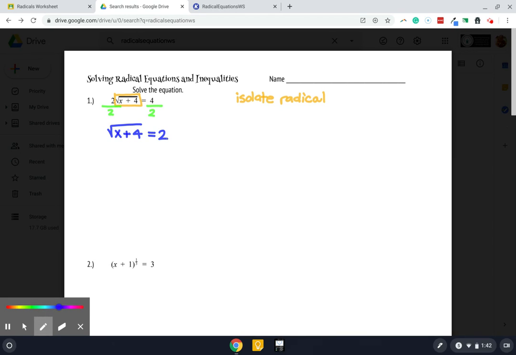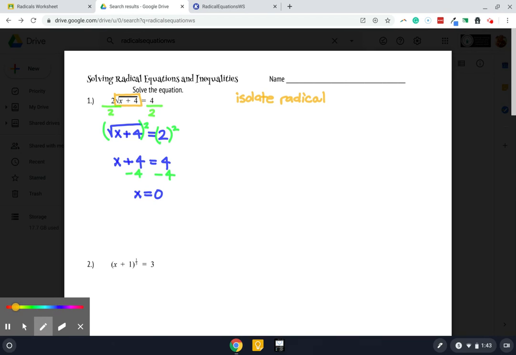And then, after I do that, I can cancel the radical. And since this one's just a square root, I just square it. Now, when I actually do my squaring, the square root and the squared cancel. And I'm left right here with x plus 4 equals 4. And then I finish by solving what I now have left. And this one turns out kind of boring. X equals 0. Okay, so there's our first question.